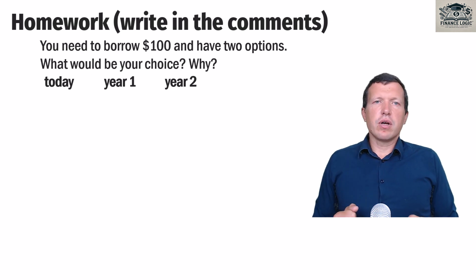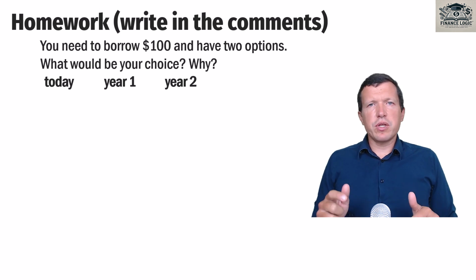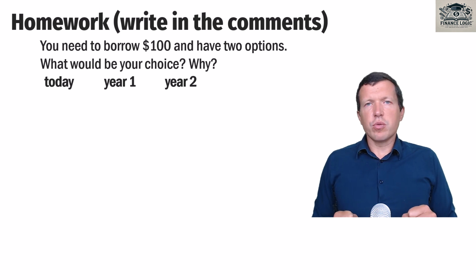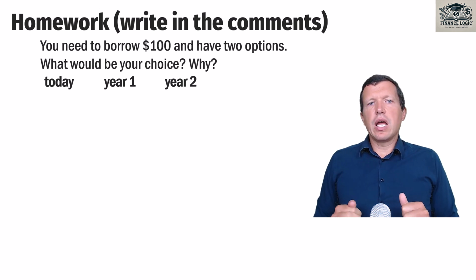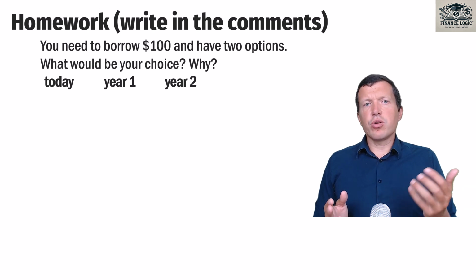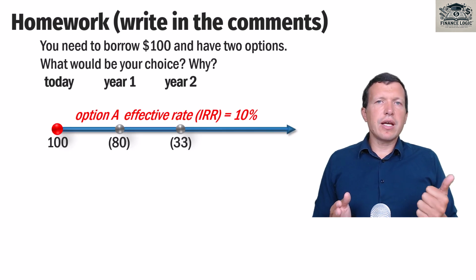Now, homework for you. Write in the comments your possible solutions, opinions, or whatever. You need to borrow, pay attention, to borrow, not to invest. And you have two options. You have to borrow 100 and you have two cash flow patterns relating to your repayments. What would you choose and why?